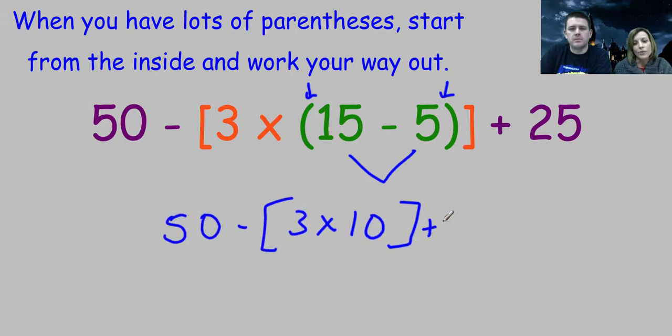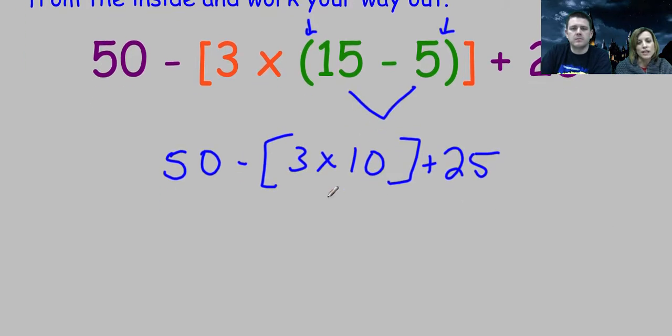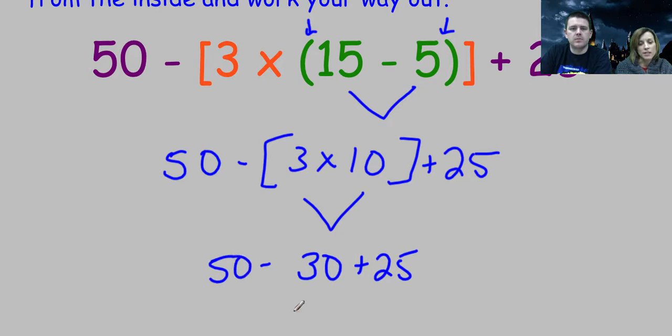He's rewriting for you. 3 times 10 will give us 30 for our second step. Kind of working our way out from the inside. And now we are left with the simple order of operations. Remember, we do need to subtract before we add because it's whatever comes first from left to right. So 50 minus 30 will give us 20. 20 plus 25 gives us a total of 45.